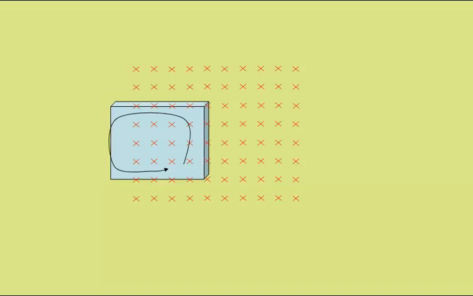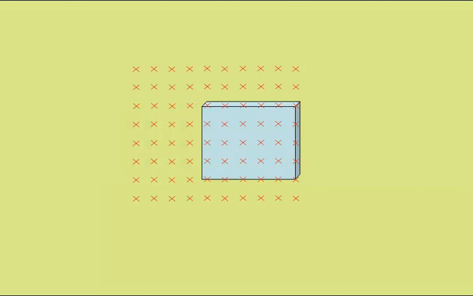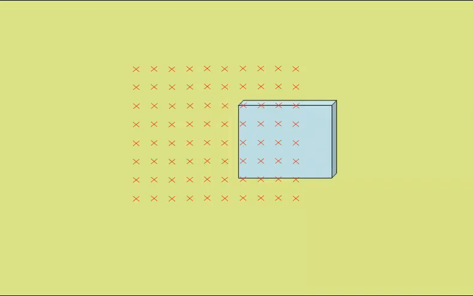As the metal continues to pass through the uniform field, there is no change of flux, and so no eddy current. But as the metal now leaves the field, an eddy current in the opposite direction is set up, seeking to maintain the flux into the screen.